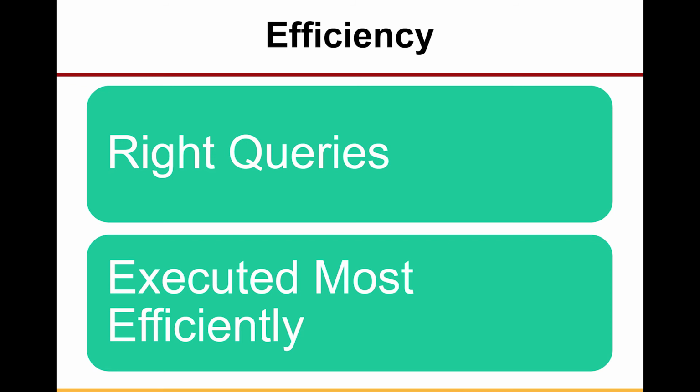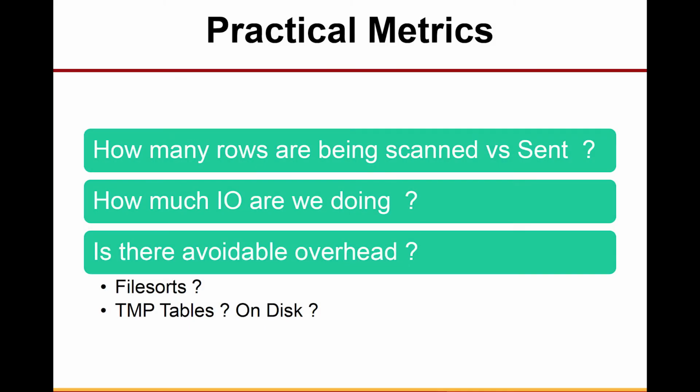Okay. So, moving on from the tools, I also wanted to talk a bit about efficiency, right? And we spoke a few minutes ago about efficiency. It means essentially that first we want to ensure we have the right queries, and then we want those queries to be executed in the most efficient way possible, right? So what kind of practical metrics can you look at, which can find you a lot of bad cases? How many rows are being scanned or examined as compared to sent? And we spoke about that already.